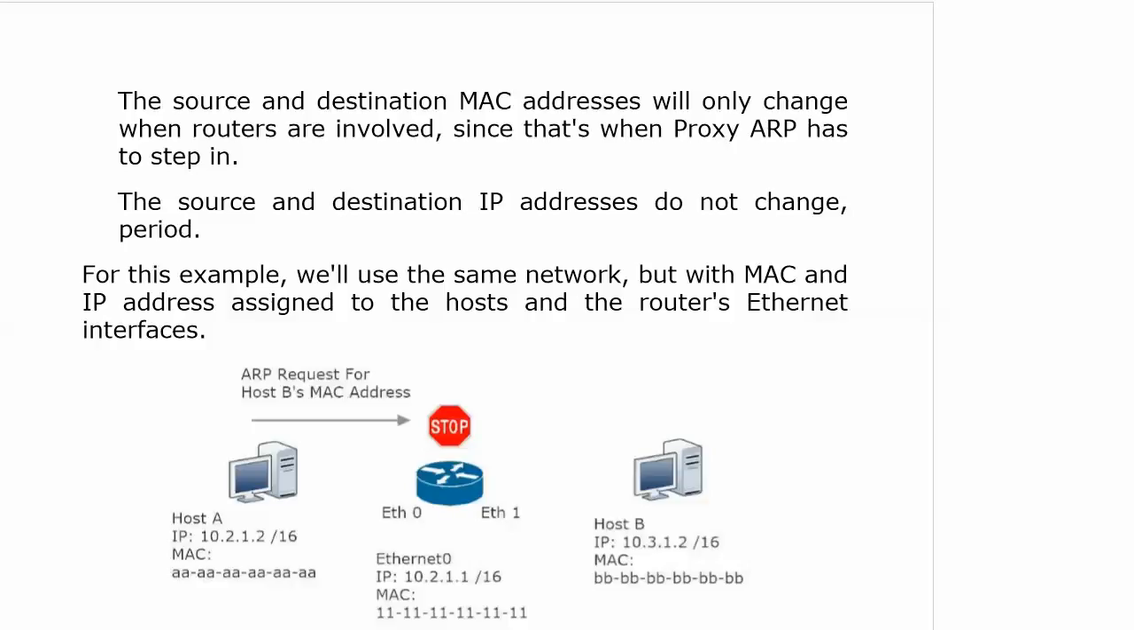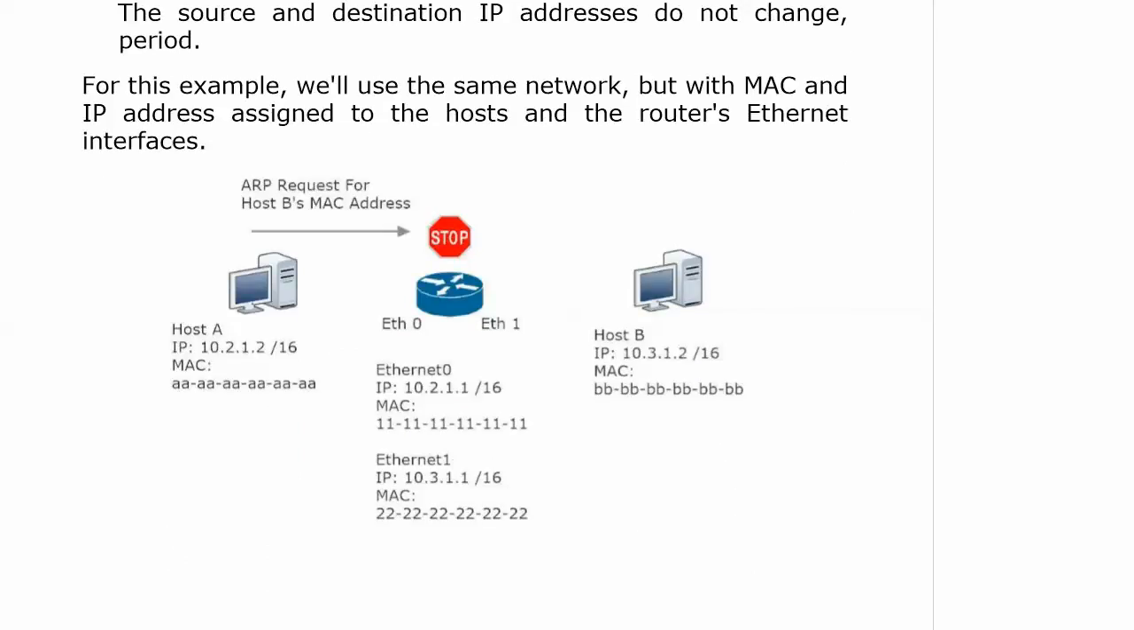Let's go ahead and start off with this walkthrough of Proxy ARP. Here we've got host A, IP address of 10.2.1.2, and a MAC address of all A's. On our router, we've got on Ethernet 0, 10.2.1.1/16, so it's on the same subnet as host A. And on Ethernet 1, 10.3.1.1/16, and a MAC address of all 2's. Now, host B has an IP of 10.3.1.2/16, MAC address all B's.